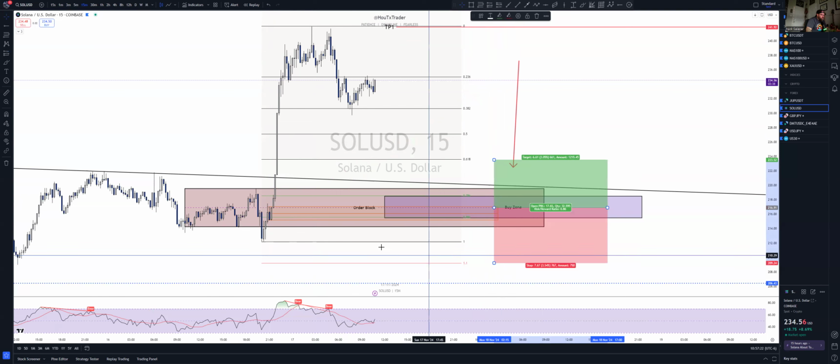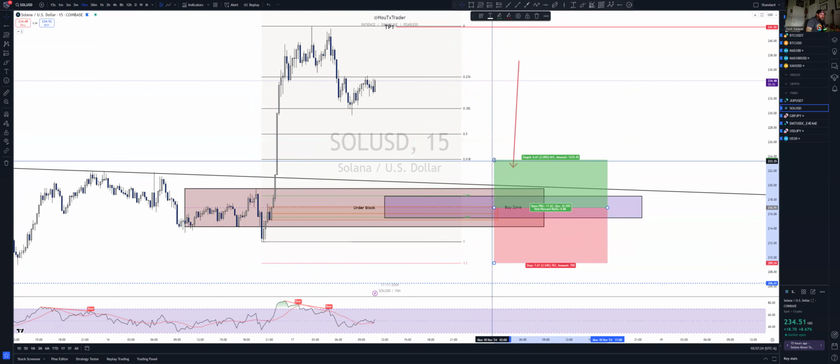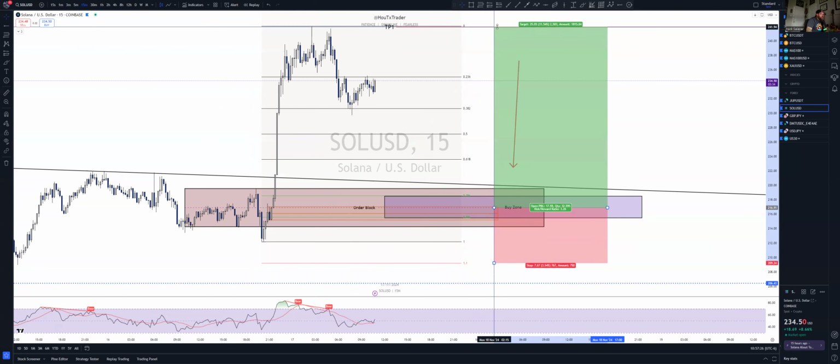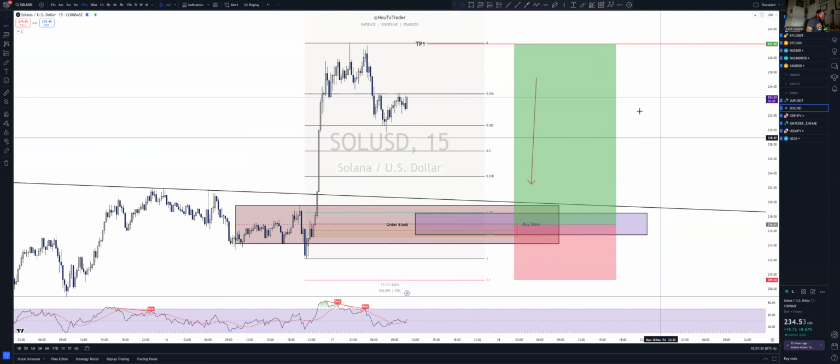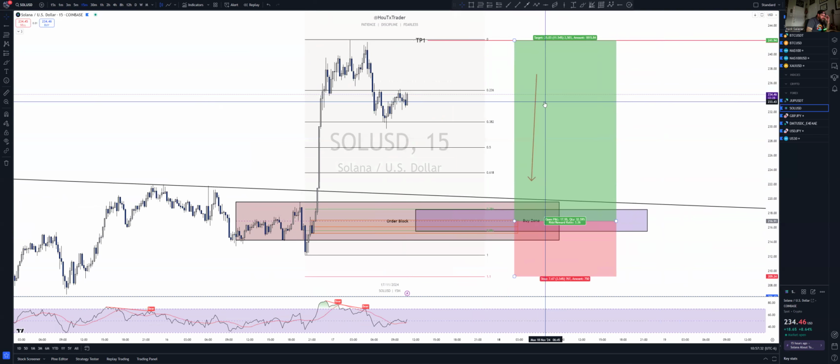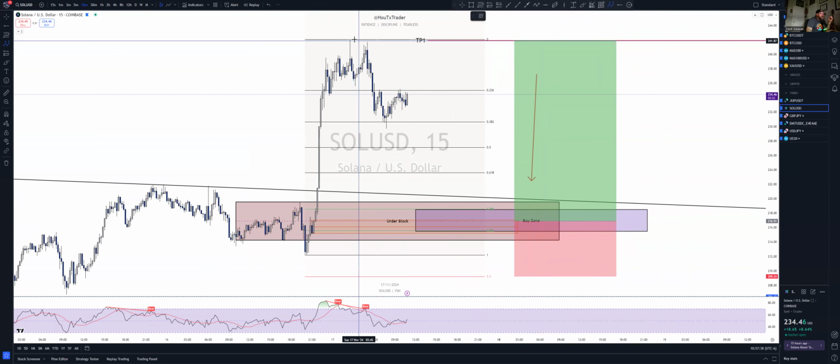Stop loss is always below the low. For me, it's 10%. And my target, TP1, would be right there. As you see, I already have it marked off as TP1. So now we have to continue to build, continue to add some things to this. Okay, as you guys know, I love looking at Elliott waves.